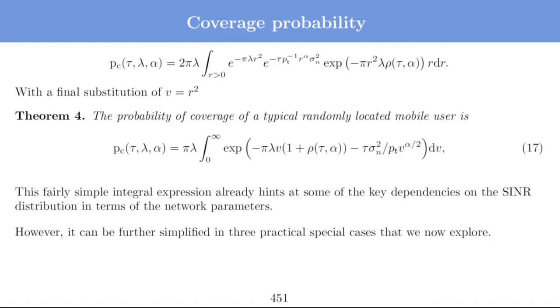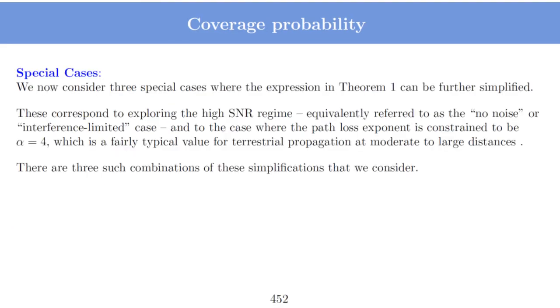Now to notice, in this, the exponential minus tau pt minus 1 r alpha sigma n square term is because of the noise. This e to power minus pi lambda r square r dr term is because of the distribution of the serving distance, and exponential minus pi r square lambda rho tau comma alpha is the term because of the interference. The expression of the probability of coverage we got is a very simple one, and we can numerically solve it, and the only question is to calculate the rho tau comma alpha function. But we will also present some special cases which will make the analysis much simpler.